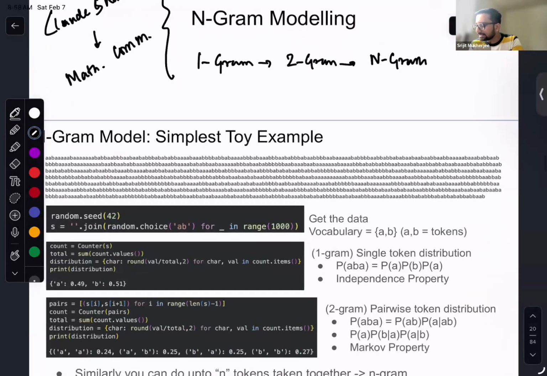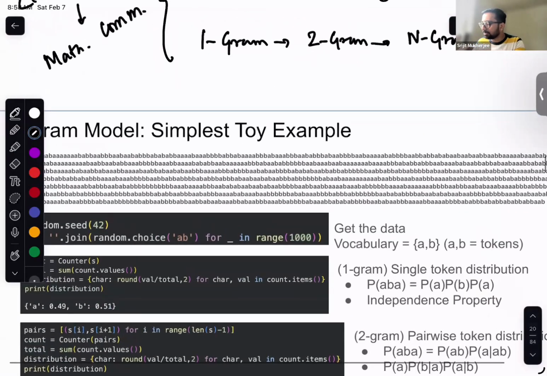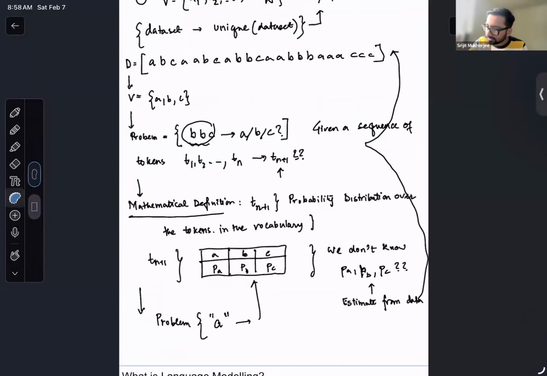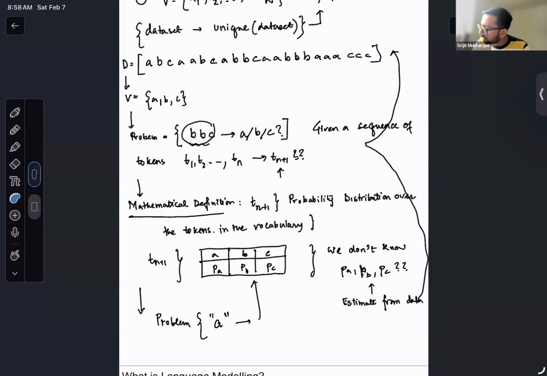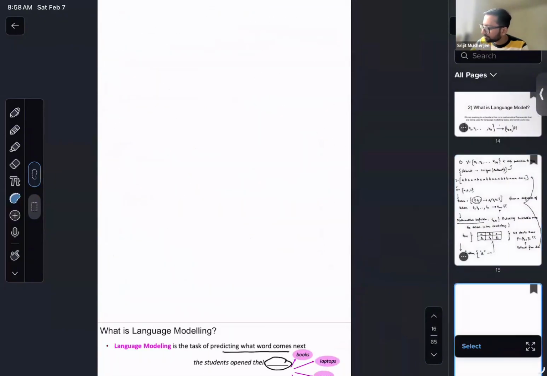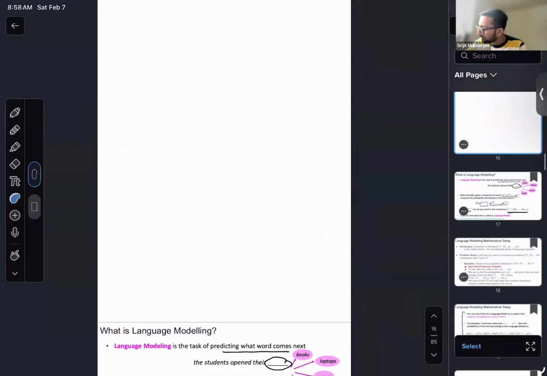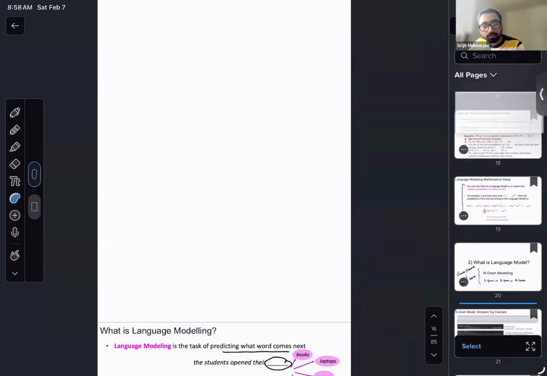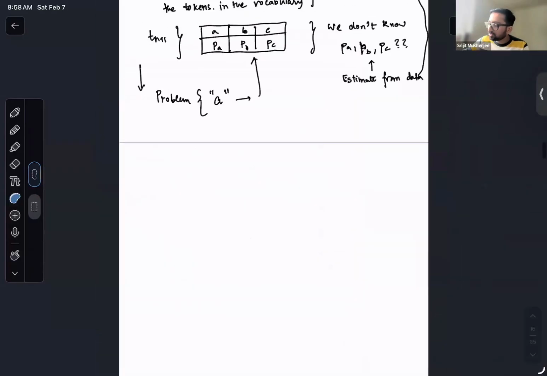So let's see this simple example. To understand it, let's take this data set and do it by hand, okay? Because that's the best way to learn. All of you should do it with me here.